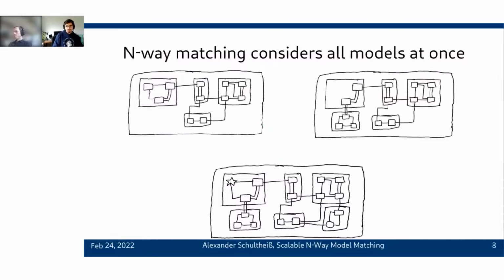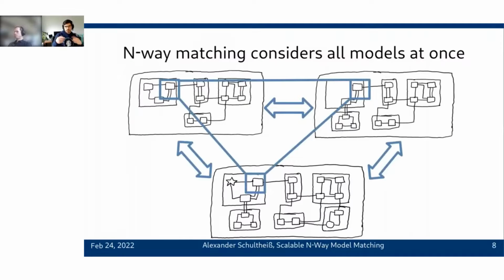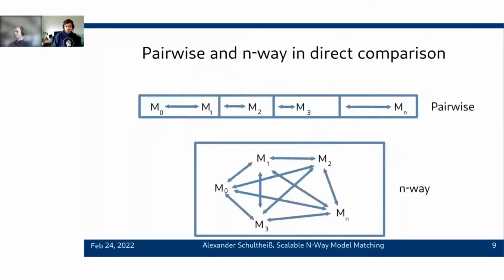On the other hand, in n-way matching, we consider all models at the same time, and therefore we can consider all elements and all possible combinations of elements at the same time. Now, let's have a closer look at this difference between these two approaches. As I just said, in pairwise, we have a chain of model comparisons and matches, while in n-way, we see more or less a fully connected graph if it's done naively. And the problem here is, of course, that it does not scale well because we need a lot more comparisons than we would need for a pairwise matching approach.